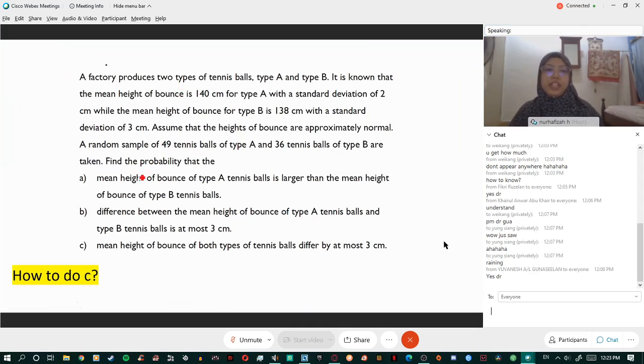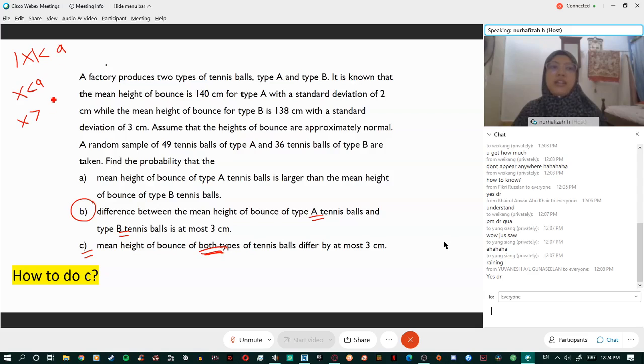How about this one? For B, the difference between A and B, so A comes first and then B. So there is no modulus. However, for C, the mean height of both types, they did not specify whether A comes first or B comes first. So that means you have to do the modulus for C. Make sure you know how to do the modulus. For example, if you have X less than A, then you have another one, X should be more than negative A.